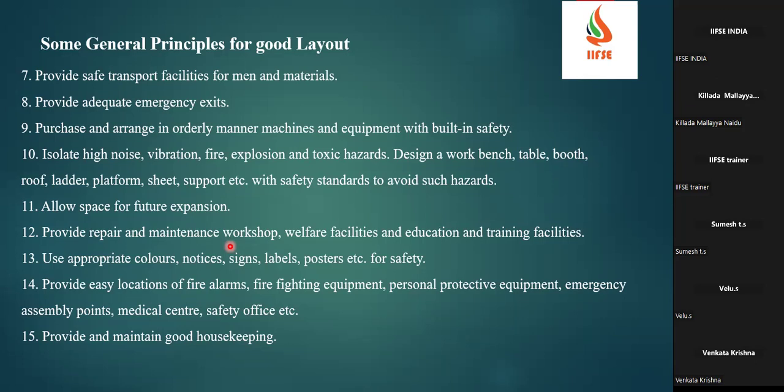Purchase and arrange in an orderly manner the machines and equipment with built-in safety. So this is also one of the criteria to be considered while purchasing machines or equipment. We have to check what kind of safety controls the machine is having.